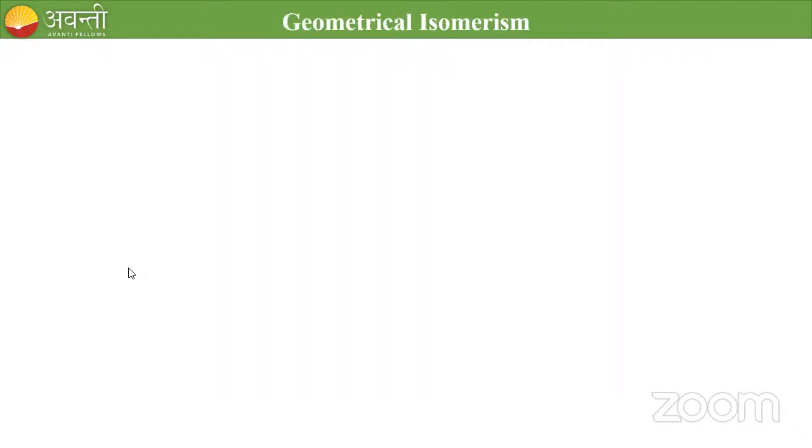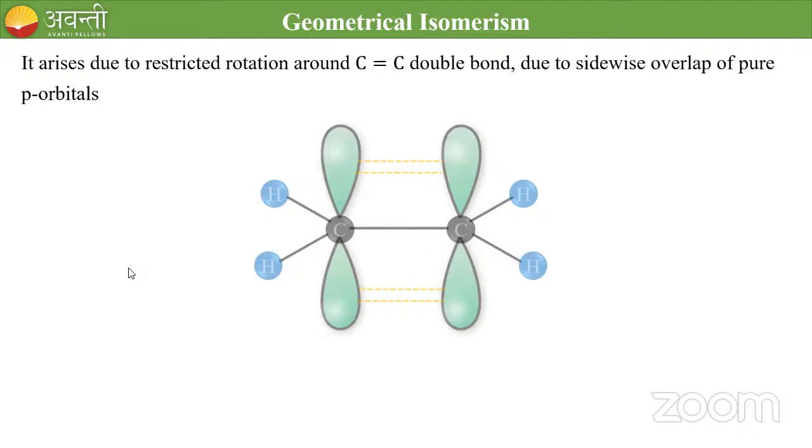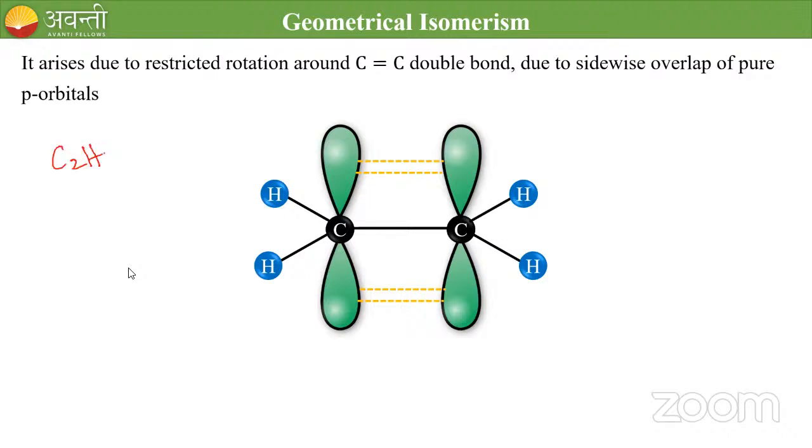Now let us enter into geometrical isomerism. Geometrical isomerism arises due to restricted rotation around the carbon-carbon double bond, which is due to sidewise overlap of the pure p orbitals. When two p orbitals overlap in the sidewise manner, they form a double bond, right? For example, C2H4, which is called ethene. In this ethene molecule, we have a double bond between the two carbons. One is a sigma bond and the other is a pi bond.